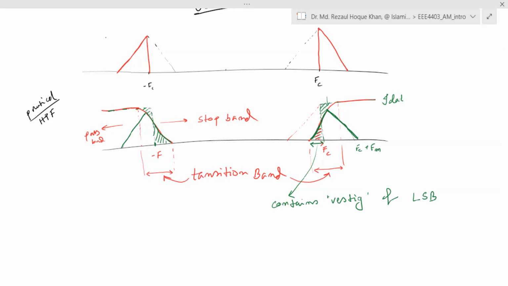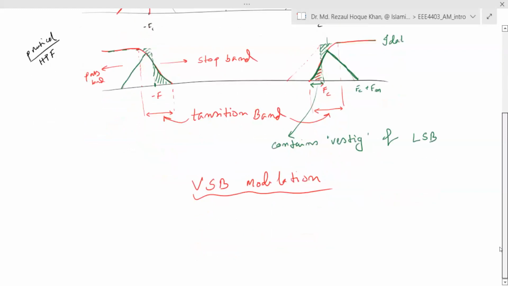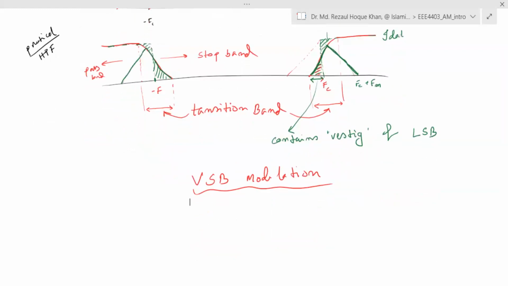So from there we find where this terminology comes from: vestigial sideband modulation comes from the use of this extra portion, because of the practicality of the high pass filter. In our previous case, it was a low pass filter, but in this case, this is a high pass filter, or a non-ideal one, you can say. Now you see this extra portion, we can call it FV, the vestige portion of the signal.